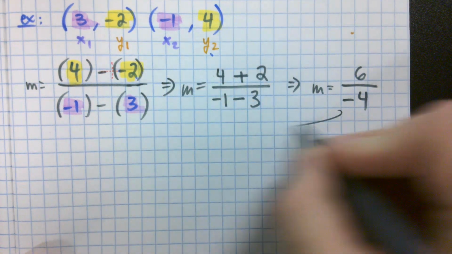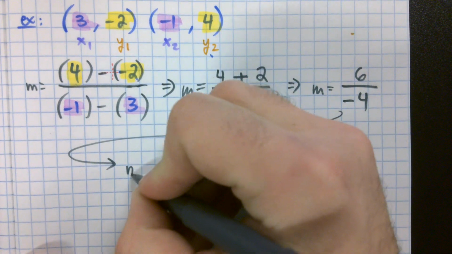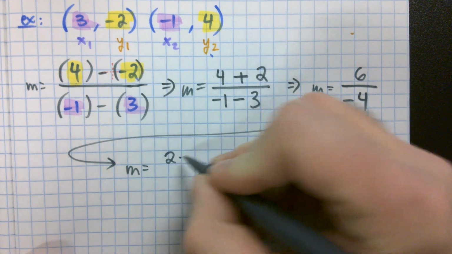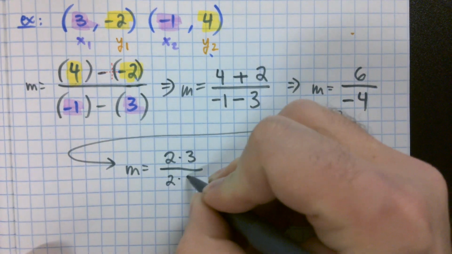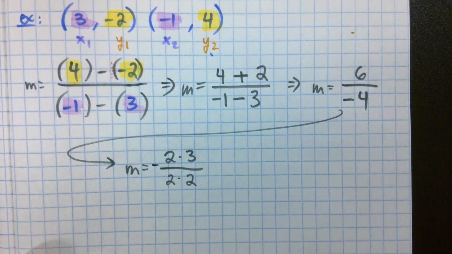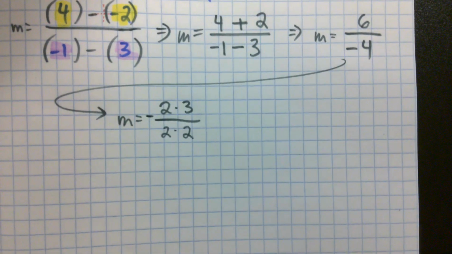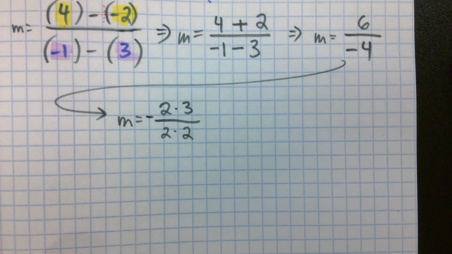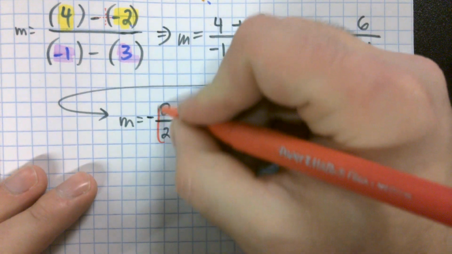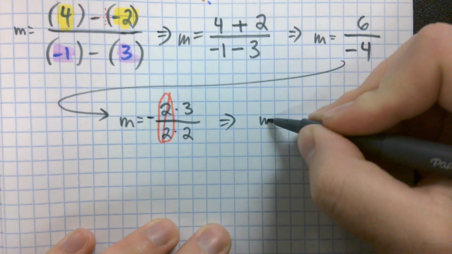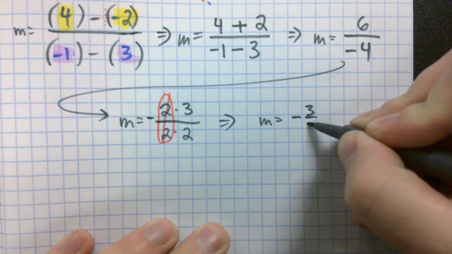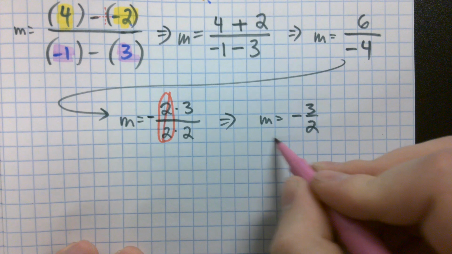If we bring that down to simplify, 6 is 2 times 3. 4 would be 2 times 2. We know that it's going to be negative out in front. I'm going to bring this down. What can we cancel on the top and bottom here? Pair of 2's go away. M is equal to negative 3 over 2.